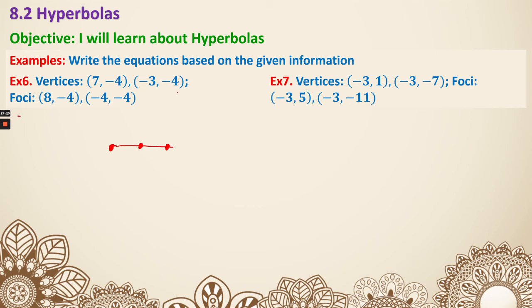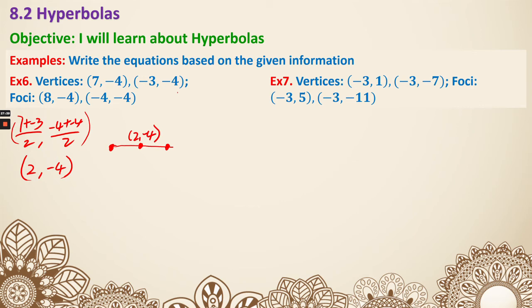You can kind of draw this to find out where your center is, or you can use the midpoint. The midpoint would be 7 plus -3 over 2, and -4 plus -4 over 2. Adding the x values, then divided by 2. Adding the y values, then divided by 2. That is going to give me 4 over 2, so 2, -4. That is where my center is, 2, -4.